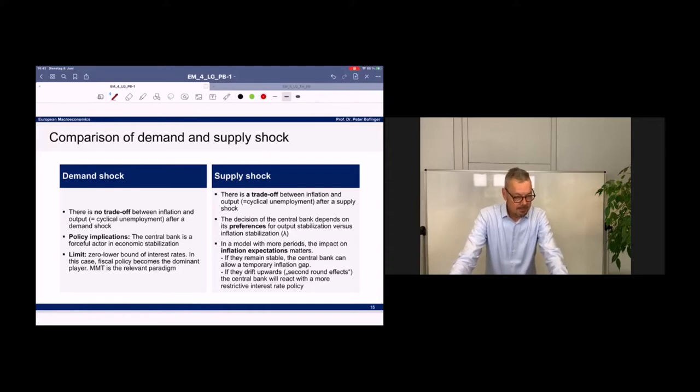Of course, there are limits to this, the so-called zero lower bound of interest rates, where the central bank reaches the end of its room for maneuver. And here, then the fiscal policy must come in. We'll talk about this.